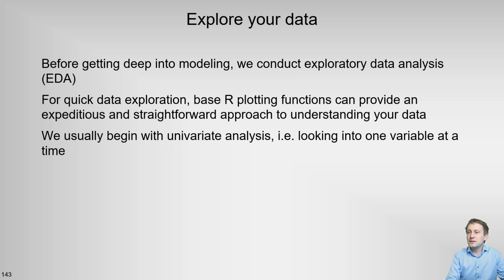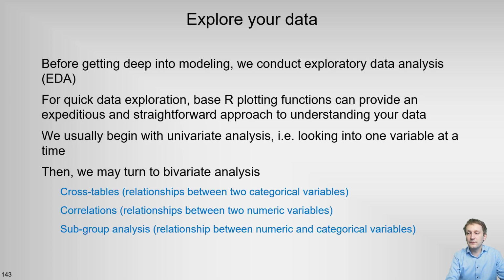We usually begin with a univariate analysis, and that means we look into each variable one at a time. Once we've done so and we suspect certain patterns to occur, we may turn to a bivariate analysis, where we check the relationship between any pair of variables that we might find interesting. And we do so with cross tables if two variables are categorical. We do so with correlations if two variables are numeric. And we can do subgroup analysis if we have a mix between numeric and categorical.